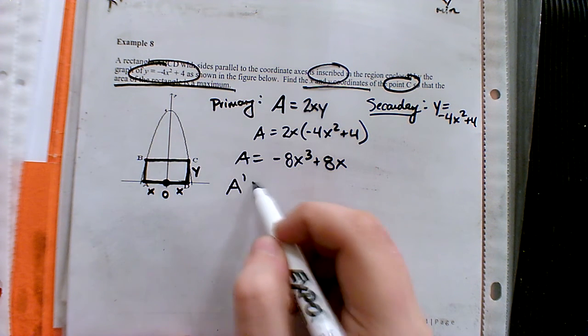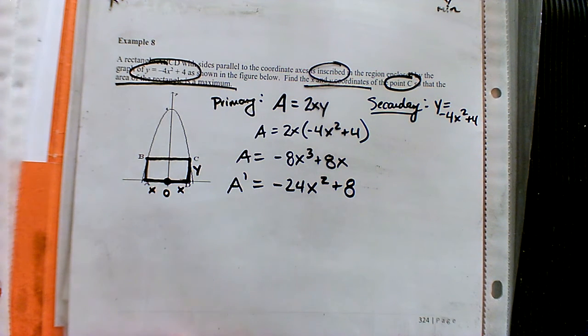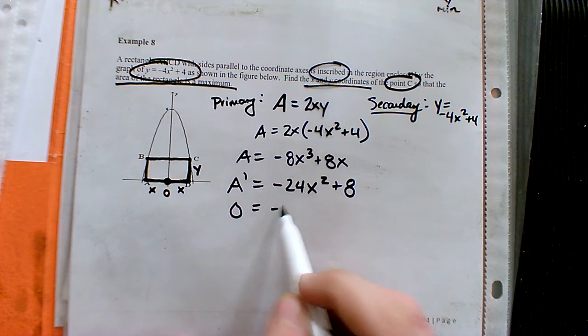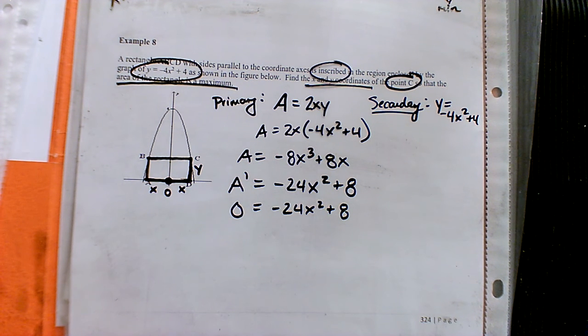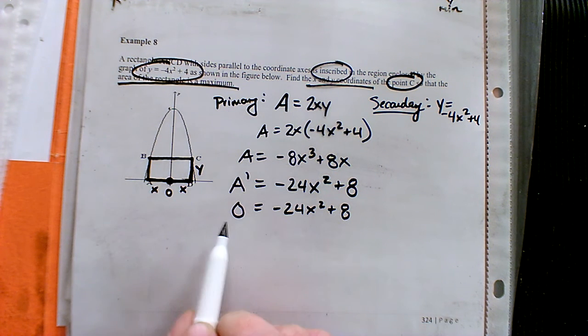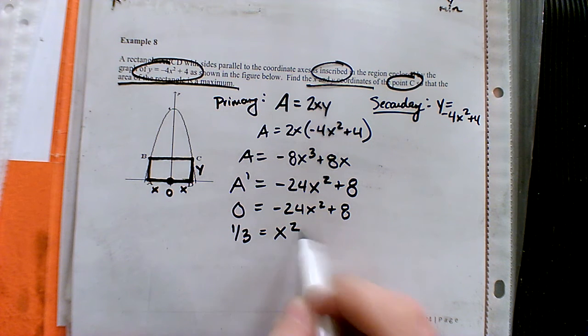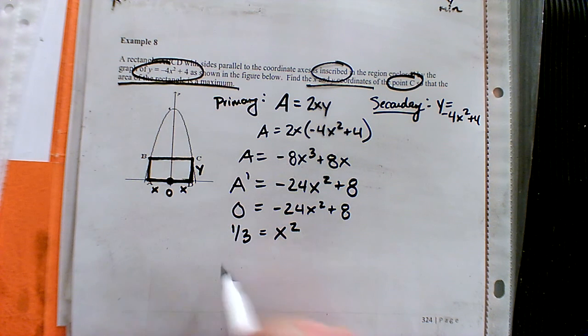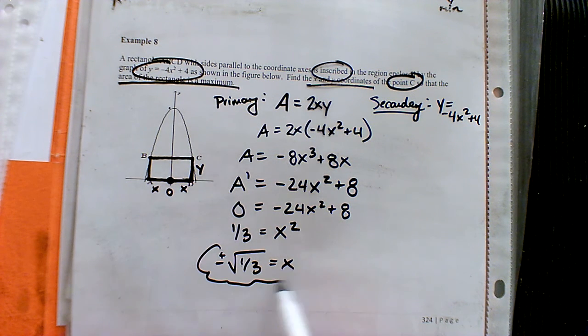All right. Derivative: negative 24x squared plus 8. Set it equal to 0. Solve for x. So subtract 8, divide by negative 24. We get 1/3. Square root both sides. We get plus or minus square root of 1/3. So technically two critical points.